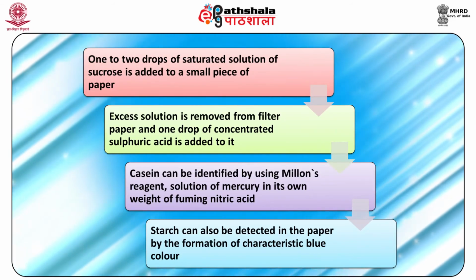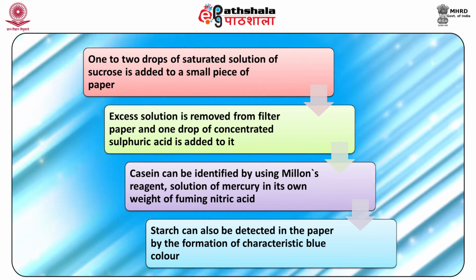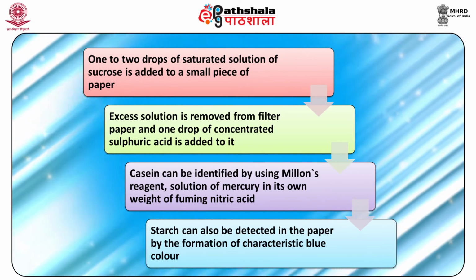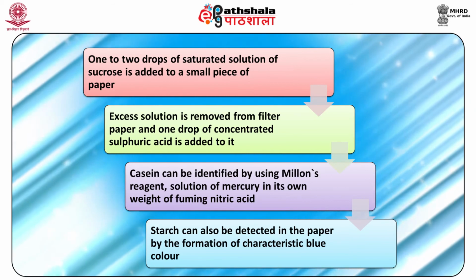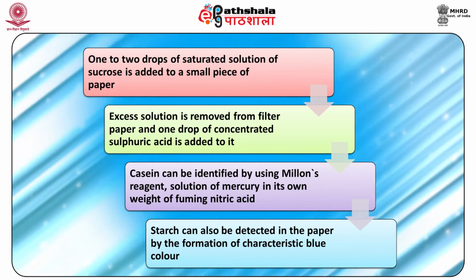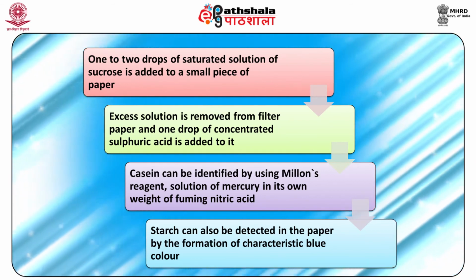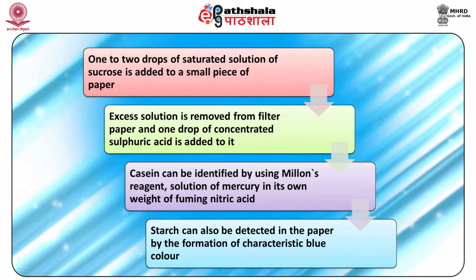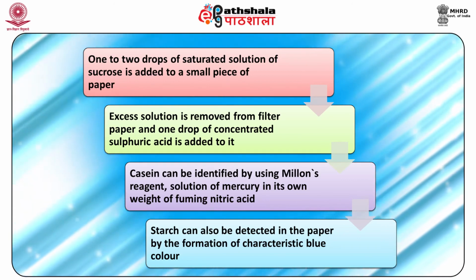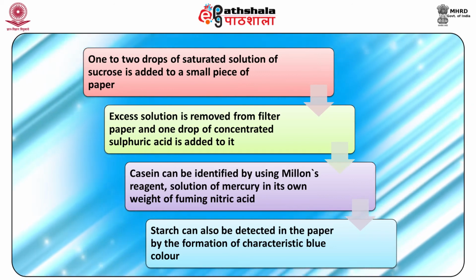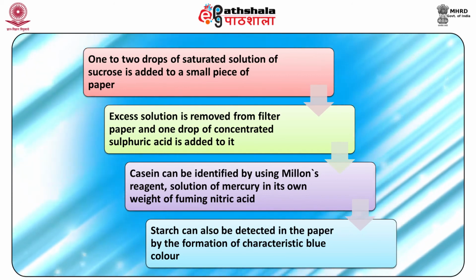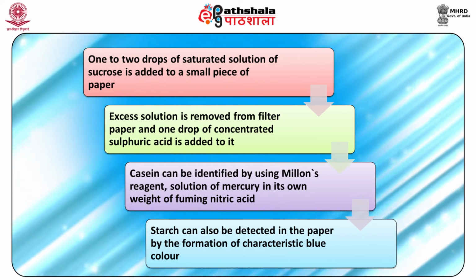Rosin is also one of the sizing agents which can be detected in the paper as follows. 1 to 2 drops of saturated solution of sucrose is added to a small piece of paper placed in a polyethylene tile. After 10 seconds, the excess solution is removed with filter paper and 1 drop of concentrated sulfuric acid is added to it. If a red raspberry color appears, then rosin is present.